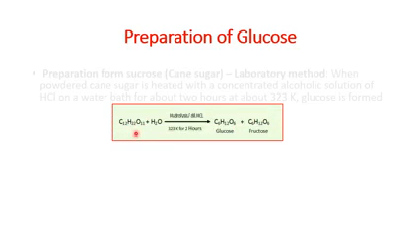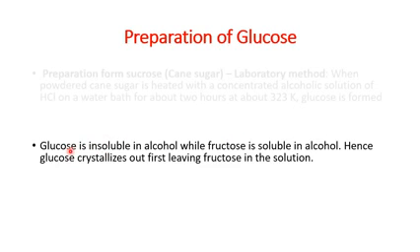This is the reaction. C12H22O11 is the sucrose. The concentrated alcoholic solution of HCl contains a small quantity of water, which hydrolyzes sucrose into glucose and fructose, because sucrose is a disaccharide made up of glucose and fructose. When you hydrolyze sucrose, you get glucose and fructose, which can be separated.